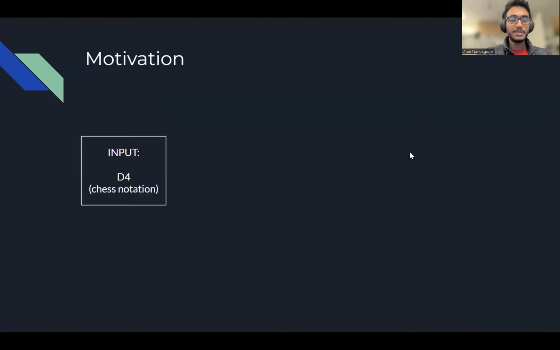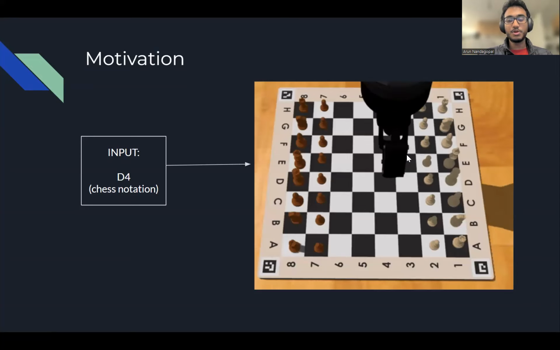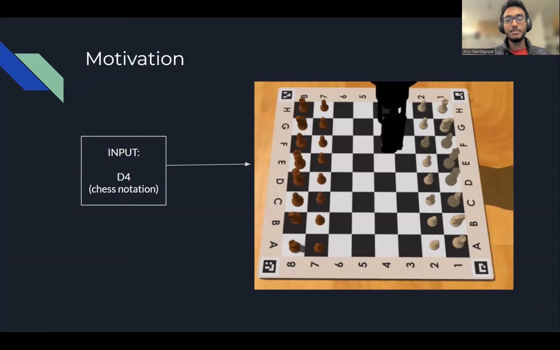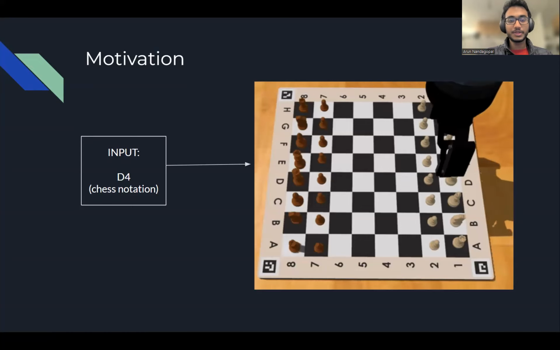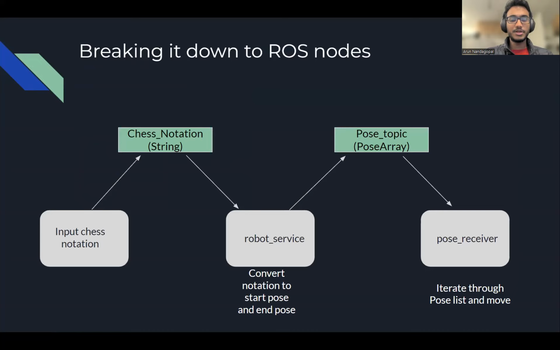So basically the motivation here is to get an input which is a chess notation. Suppose we have d4, which is moving the pawn from d2 to d4. How do we take that and translate it so that the robot moves to the start position and the end position? In order to do this, I broke it down into nodes and topics, which are the fundamental building blocks in ROS.